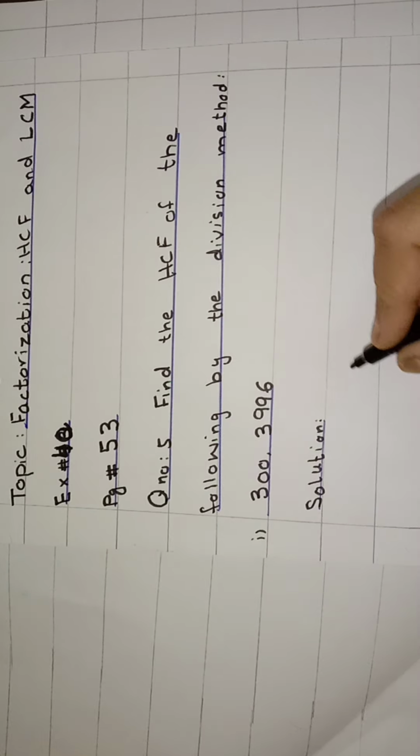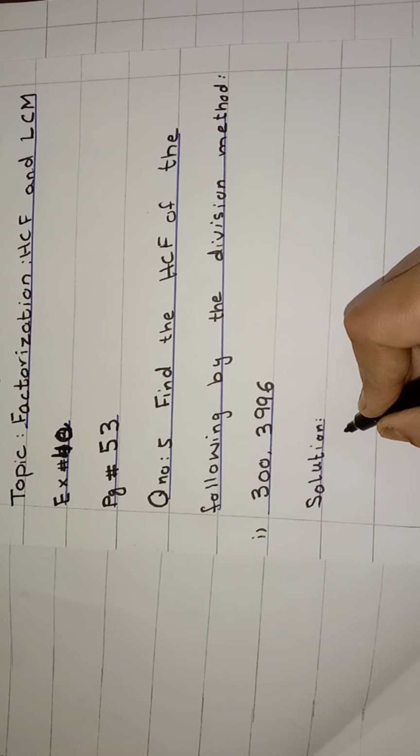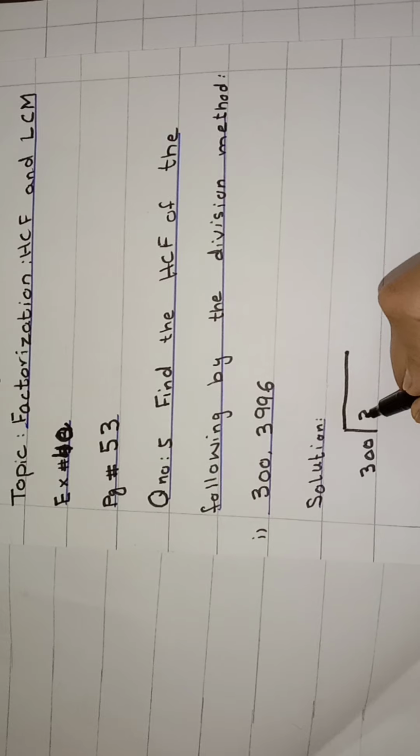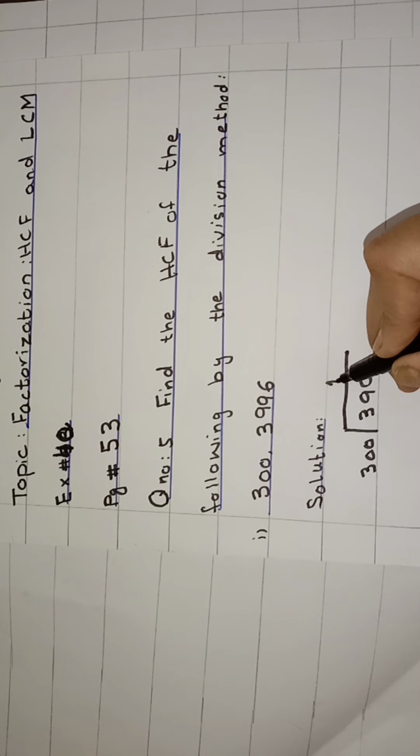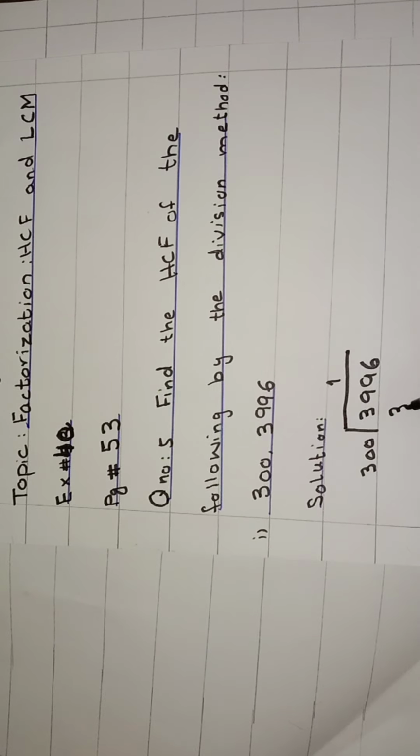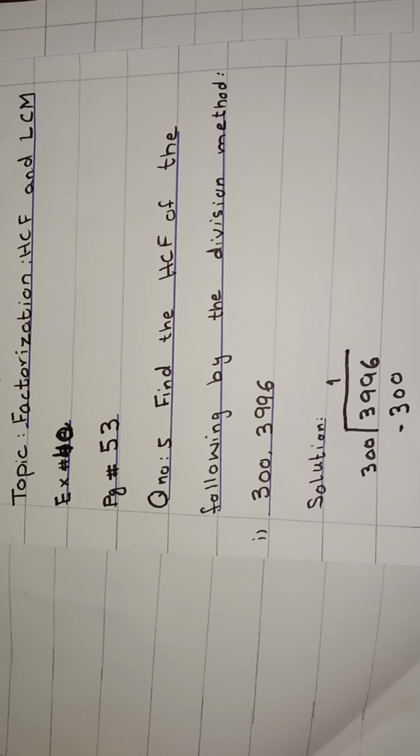we will divide it, and for that, the small number should be outside as a divisor and the bigger number should be inside as a dividend. Now 300 ones are 300. On subtracting we get 9, 9, and then putting down that 6.